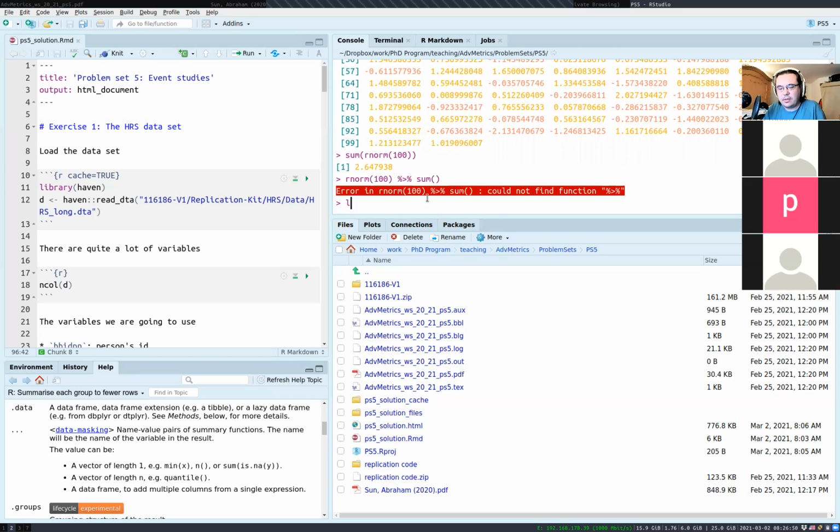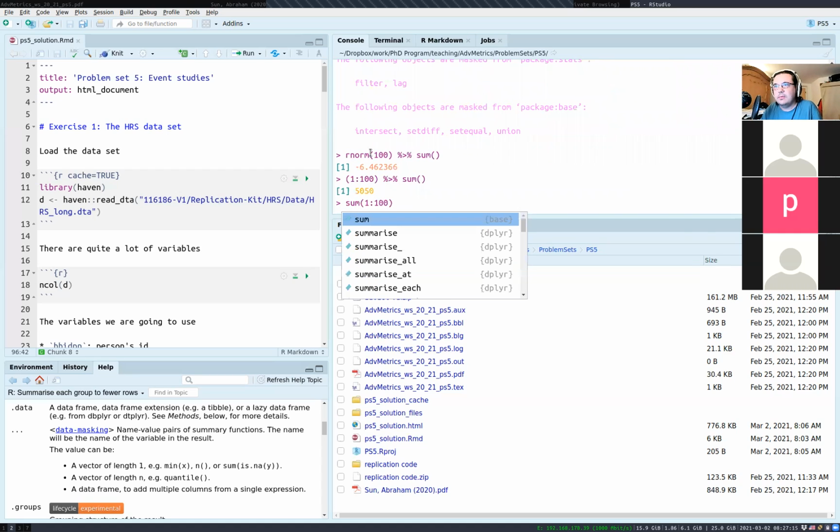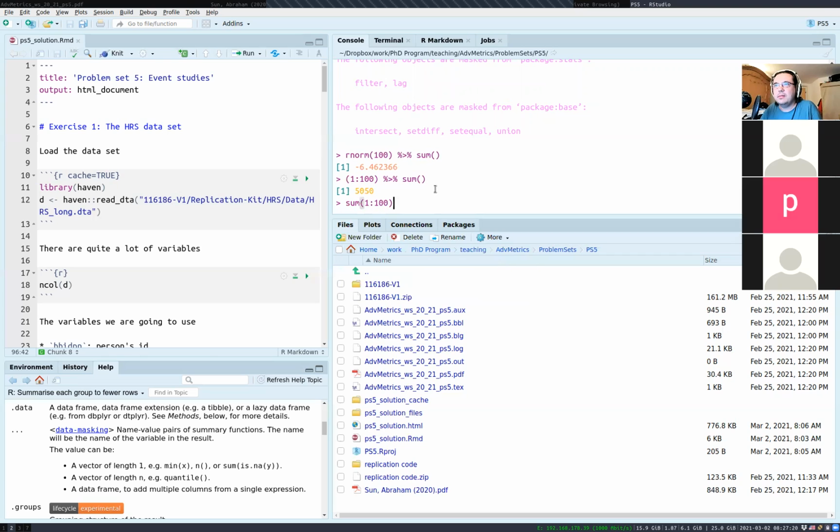Okay, so I need to do this first, right? Well, obviously the result is different since numbers are random. Let's generate something non-random so that it's clear. Let's say numbers from 1 to 100, we sum them. Obviously, the result is 5050, and we can do that the usual way, the base R way, and get the same result. So that's all it does.